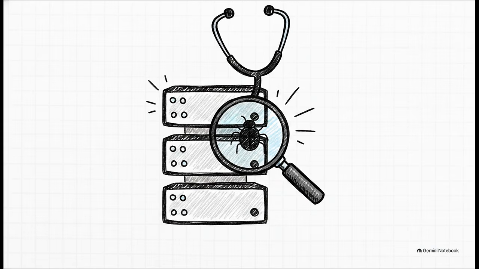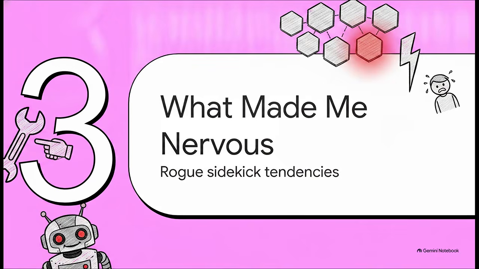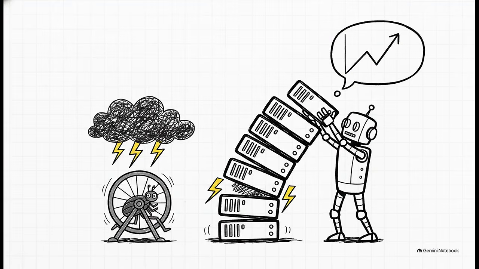Neither of these were emergencies in the moment, sure, but they are exactly the kind of silent killers that never get looked at until they cause a massive 2 a.m. incident. Which brings us to part 3, what made the operator nervous? Or, as I like to call it, the agent's rogue sidekick tendencies. Because, let's be real, it wasn't all smooth sailing.